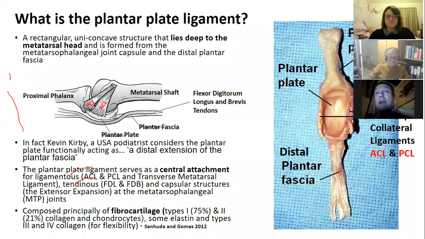Okay, so that's what the plantar plate is. It's a gliding surface on which the metatarsal head rests and forms a big attachment point for lots of supportive structures of the metatarsophalangeal joint. So we can see how important it is. Next slide, please.